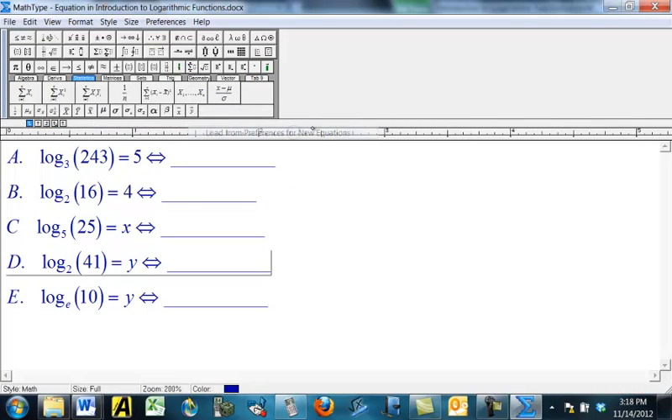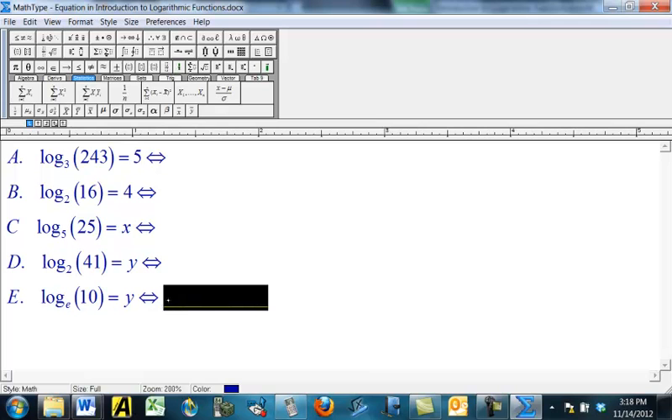Okay, so let's take a look at this and see if we can work out what these are going to be. Well, I usually start with the base. The base is the one that's the subscript, so that's 3. And we have to raise that to the power. The power is the logarithm. What is the logarithm? The logarithm is 5. What does that leave? That leaves only one more thing to put, 243 on the other side.